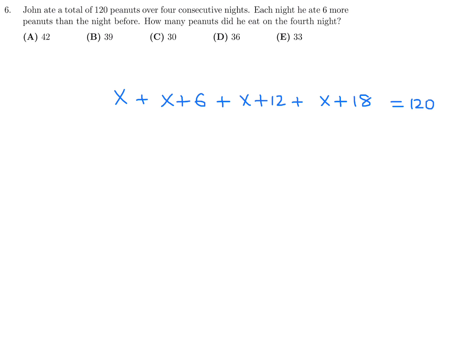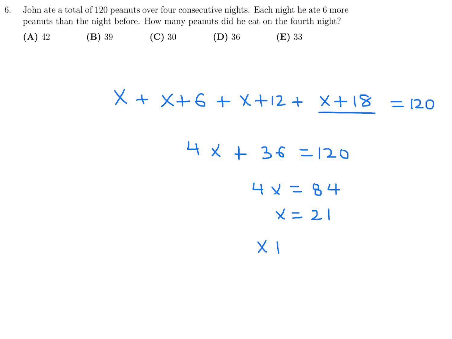So this is the algebra we have to do. 4x plus 36 is equal to 120. 4x, therefore, is 84, and therefore x is 21. Now, the 4th night he ate x plus 18, so 21 plus 18, and that is 39. So he ate 39 on the 4th night, so number 6, the answer is B.